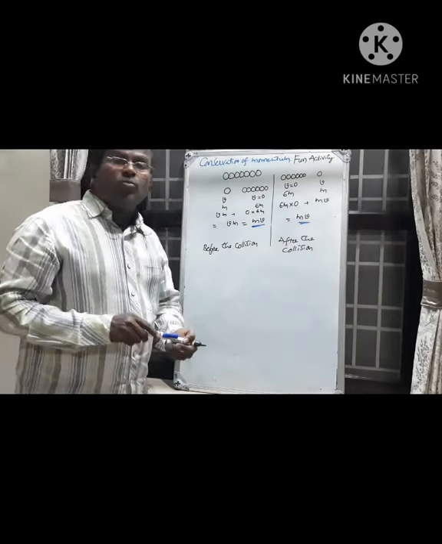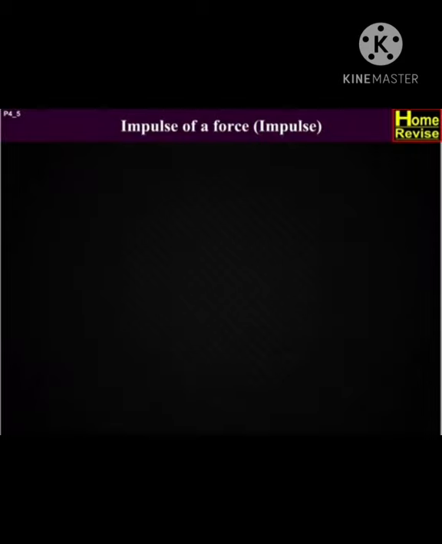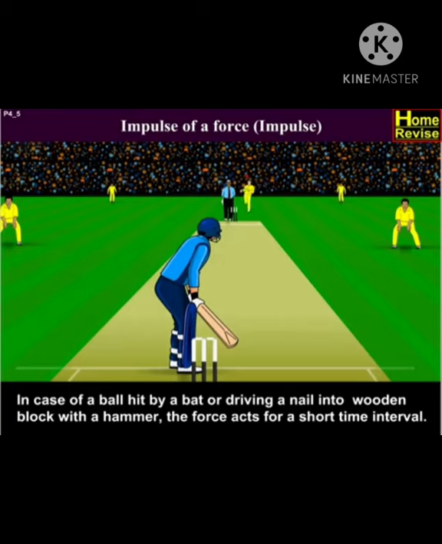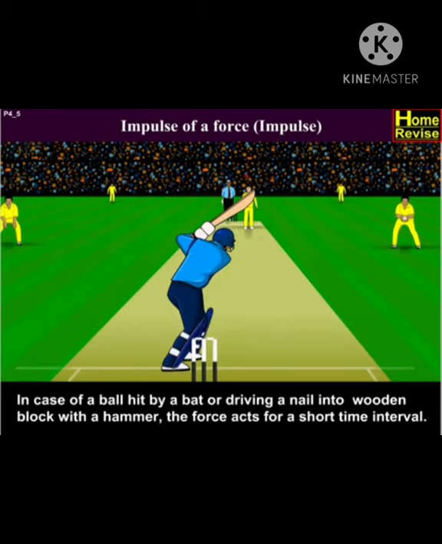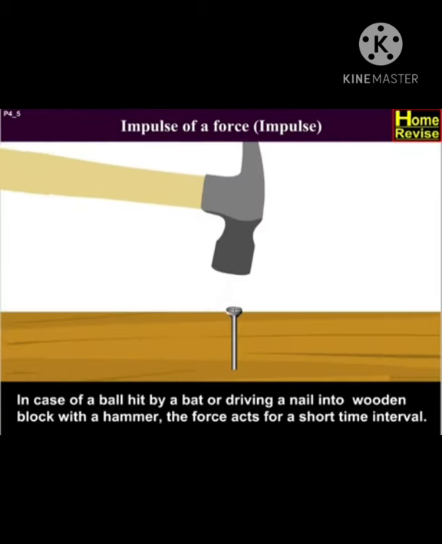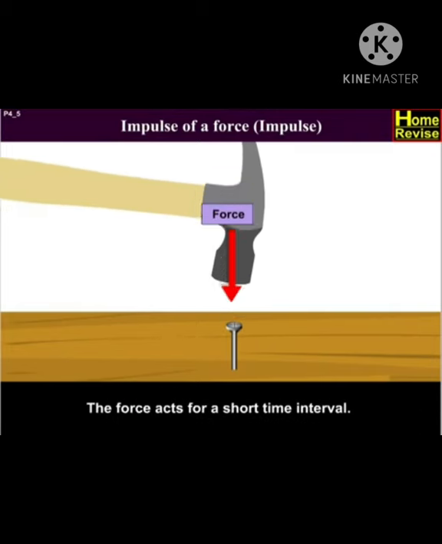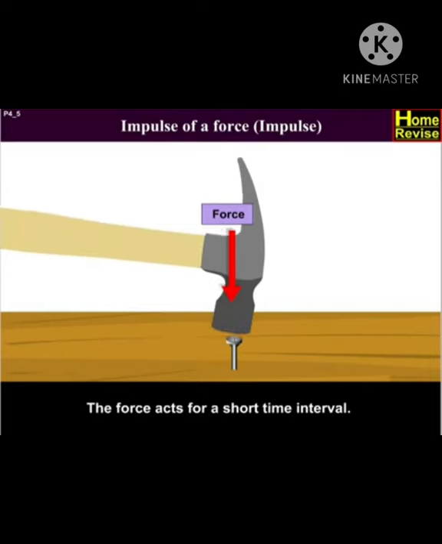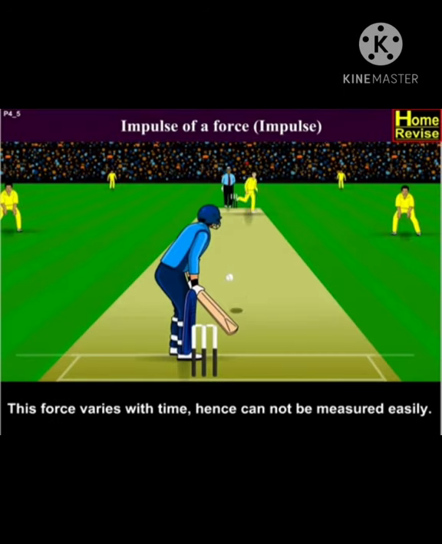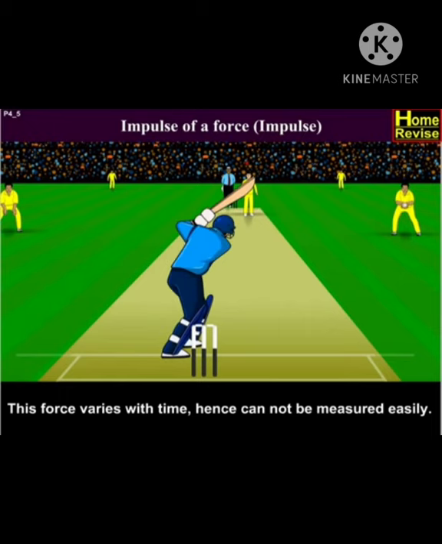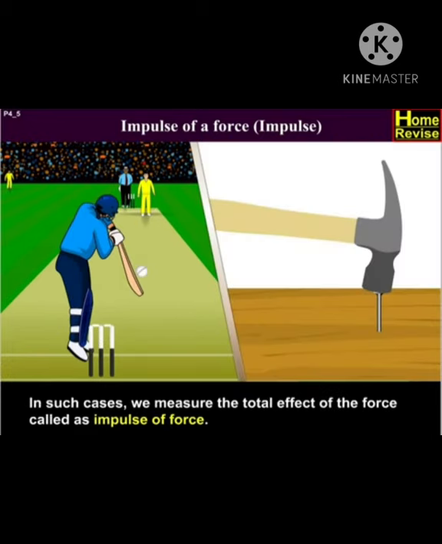Now let us watch some more videos. Impulse of a force. In case of a ball hit by a bat or driving a nail into a wooden block with a hammer, the force acts for a short time interval. This force varies with time, hence cannot be measured easily. In such cases, we measure the total effect of the force, called the impulse of force.